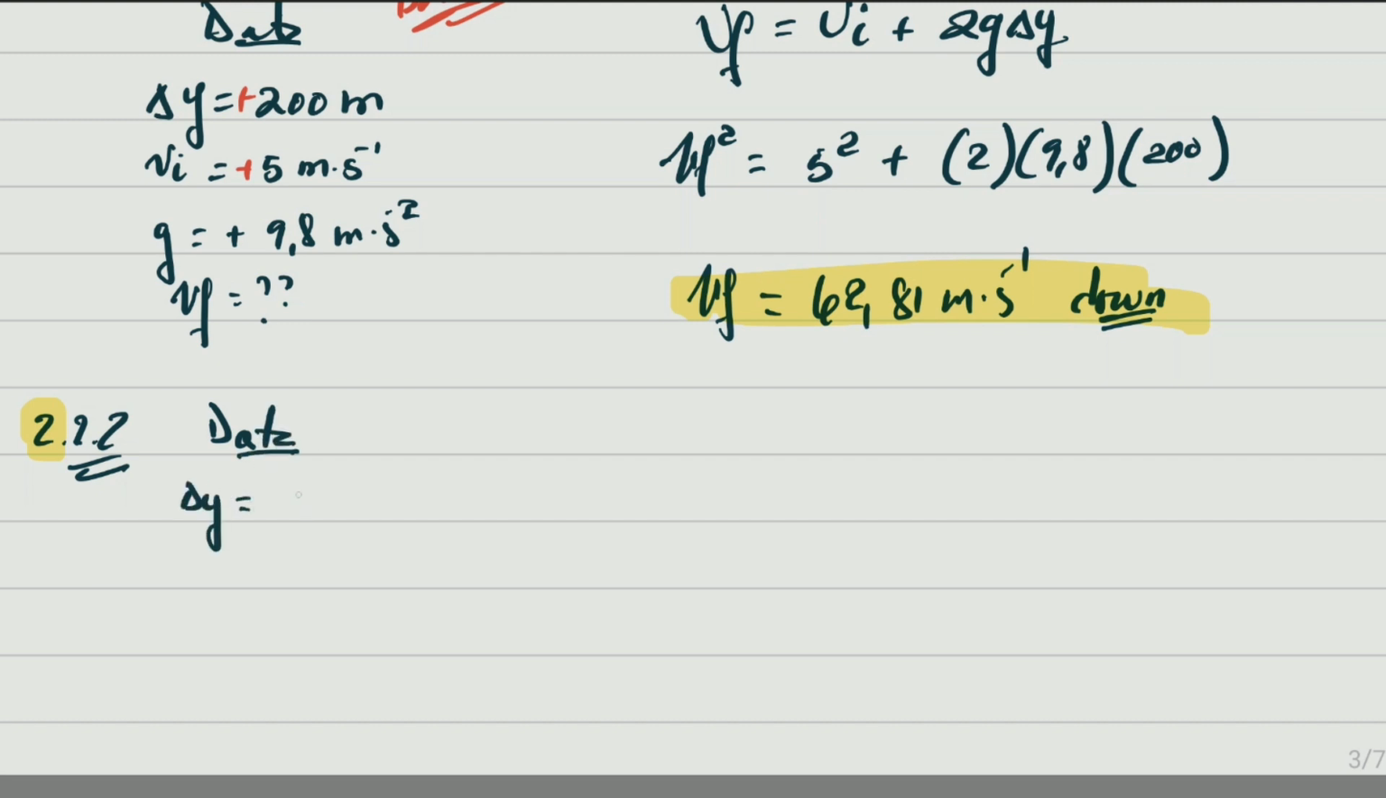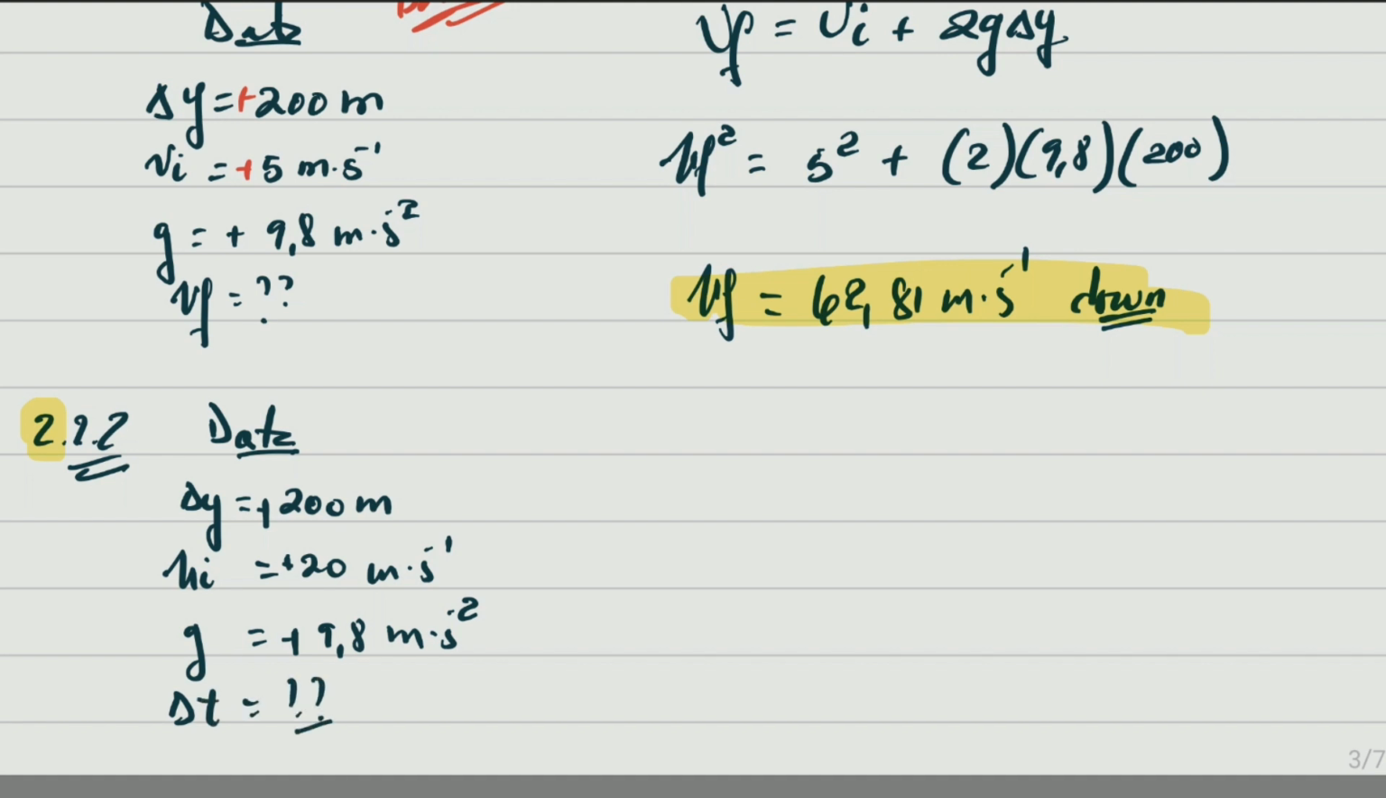Displacement is going to be the same, 200 meters, positive down, positive for the whole question. The initial velocity is not going to be 5, it is going to be 20 meters per second down. It's positive then, positive, positive. What else do we have? We have that acceleration due to gravity is positive 9.8 meters per second squared. And we are looking for the time. That is important to know.